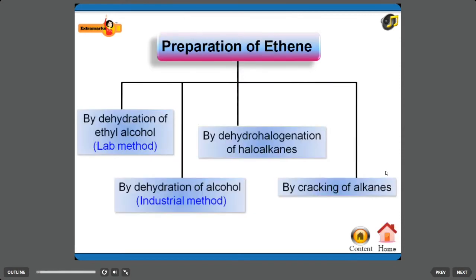Now, let us study about the preparation of ethene. Ethene can be prepared by the following methods. In laboratory, it is prepared by dehydration of ethyl alcohol. On industrial scale, it is prepared by dehydration of alcohol. Ethene can also be prepared by dehydrohalogenation of haloalkanes and cracking of alkanes.